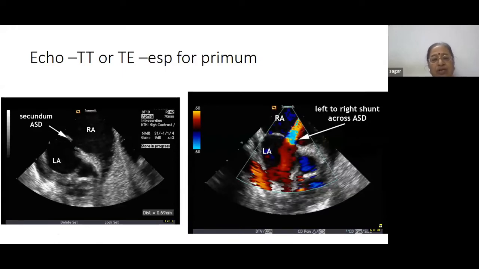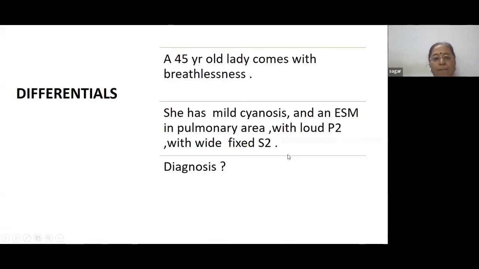Of course, the most confirmatory investigation is either transthoracic or transesophageal echo, which is showing the gap in the septum, and it is showing on the color Doppler. You can see the flow.